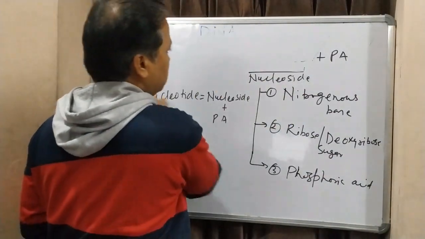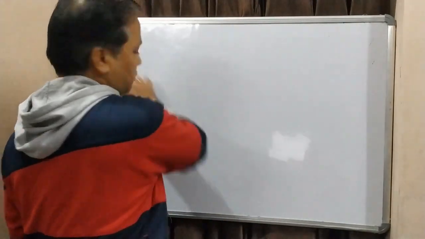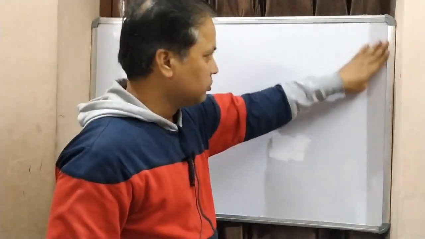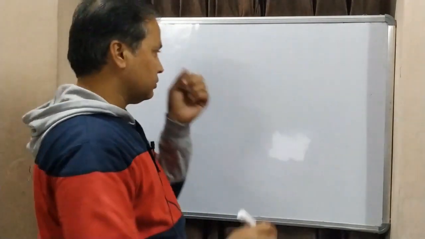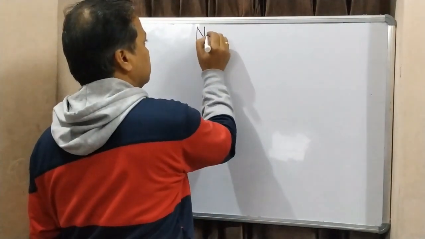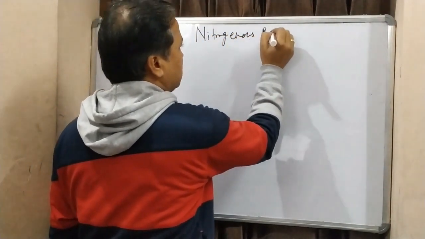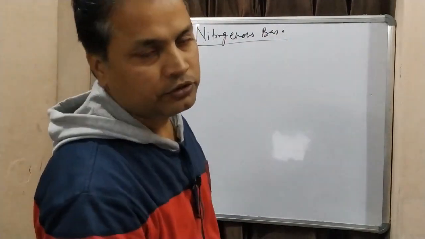Now first we'll see the nitrogenous bases. The first component of our DNA is nitrogenous bases. Those 3 things are joined together and give you the nucleotides. In our DNA, there are 2 types of nitrogenous bases present.